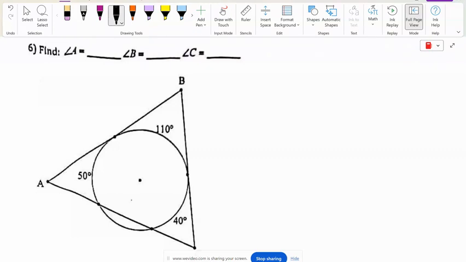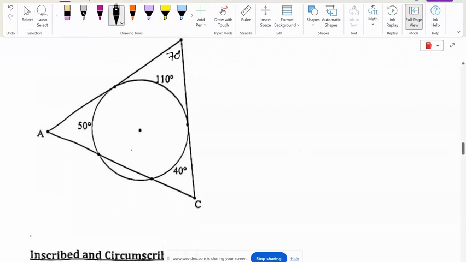All right, let's look at angle B. Can I say angle B is 70 degrees? How many people say yes? How many people say no? Good, you all win. Because it's a tangent-tangent angle, we could say angle B is 70 degrees. All right, then angle C, can I say angle C is 140 degrees? How many people say yes?